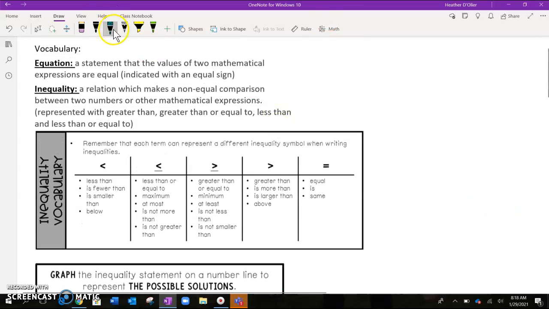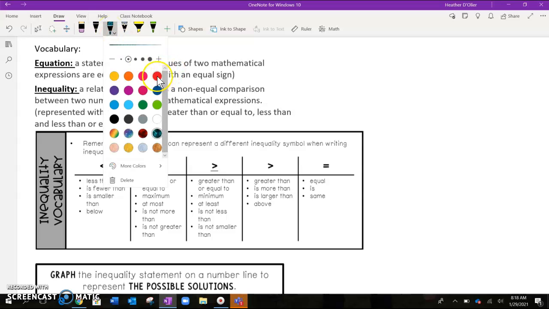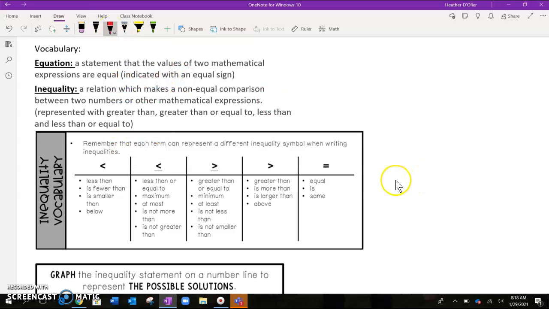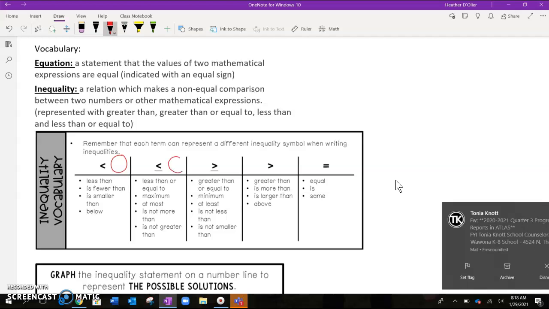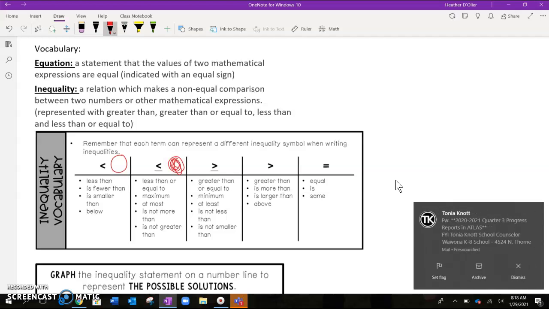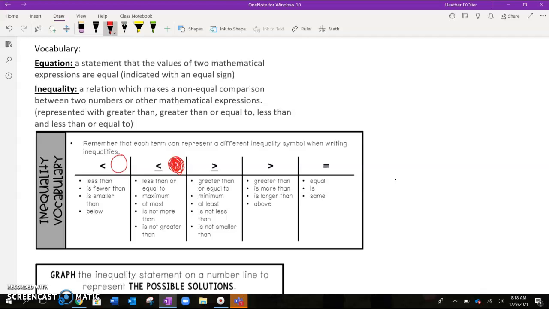So if we look at these, this is a less than symbol. It would be an open circle. This is less than or equal to, so that means that number is included. I would color it in. This one's greater than or equal to. So again, I would fill in that circle. This one's just greater than. That means that number would not be included. It's an open circle. All right, hopefully that helps a little bit.